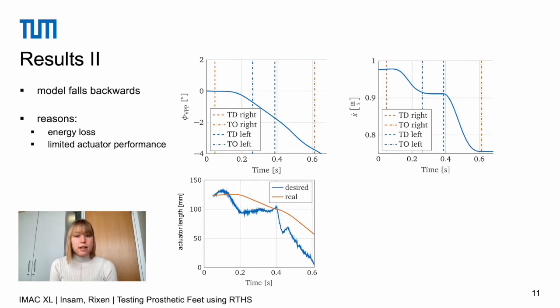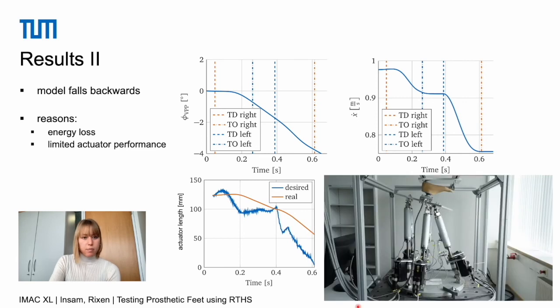Furthermore, we looked at the angle of the trunk and the forward velocity. And from here, we can see that the upper body rotates backwards and that the model loses velocity. In periodic motion, we would rather expect an oscillating motion around 0 degrees here. There are several reasons why our model loses energy, but the major reason lies in the actuator performance of our steer platform. So what we can see here is the desired leg velocity of one steer platform's leg and what is really executed, and that there are large discrepancies between them.